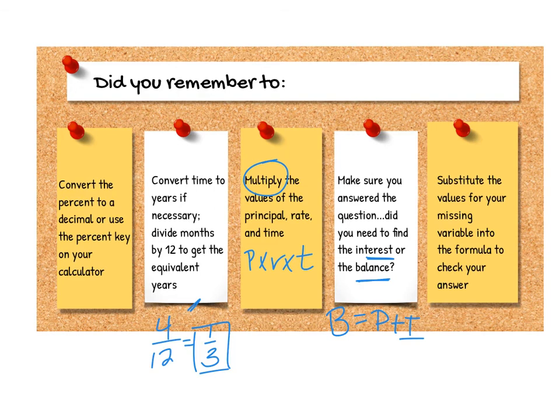Did you remember to substitute values for the missing variable into the formula to check your answer? Or if you have multiple choice, that might be how you're finding your answer. Nothing wrong with that. If you're not getting the right answers, maybe something here is going on. I think this one is a big deal. If you're going to make a mistake, that's where I would bet most of the mistakes are going to be made. So make sure you're paying attention to whether they're giving you interest or the balance, or on the other side, whether they're asking for the interest amount or the balance.